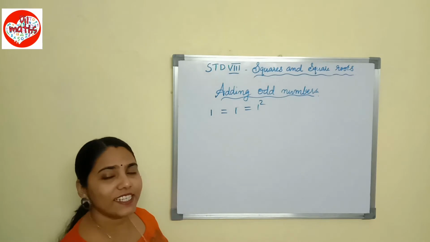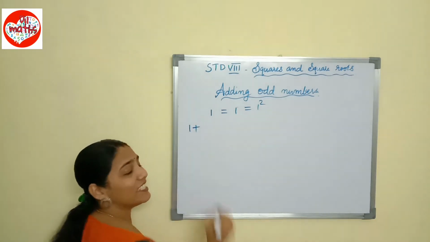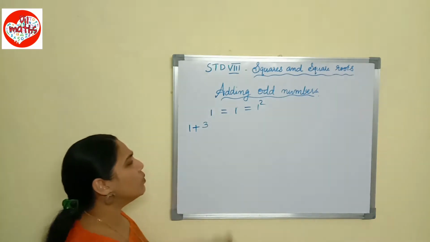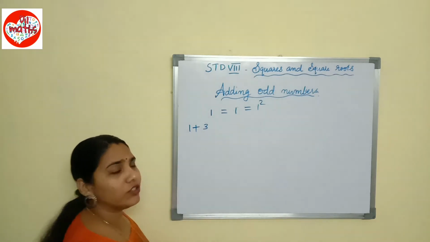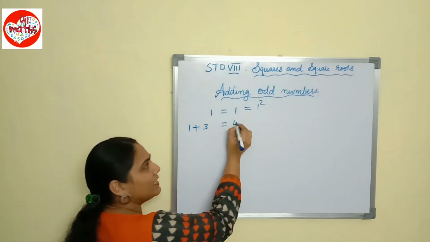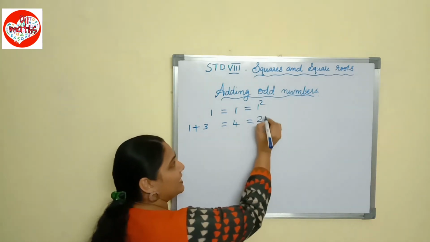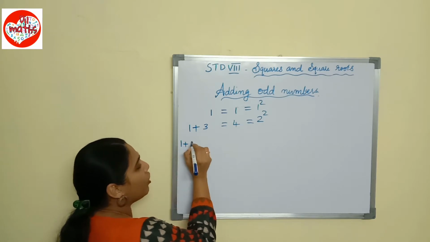Okay. Next one, what is the next? After 1, which is the next odd number? 3 only is the next odd number. If you are adding 1 and 3, what will the result be? 1 plus 3 is equal to 4. Isn't it? That we can write as which square? 2 square. Isn't it?